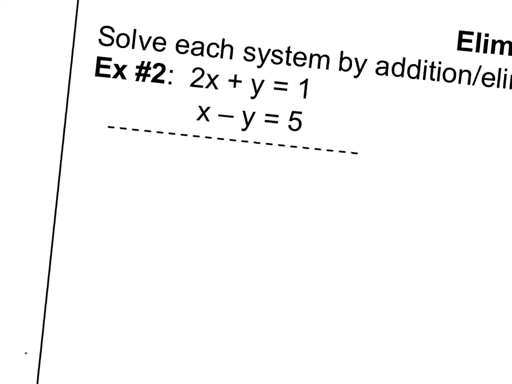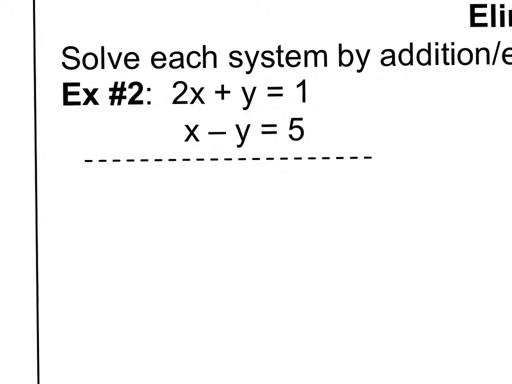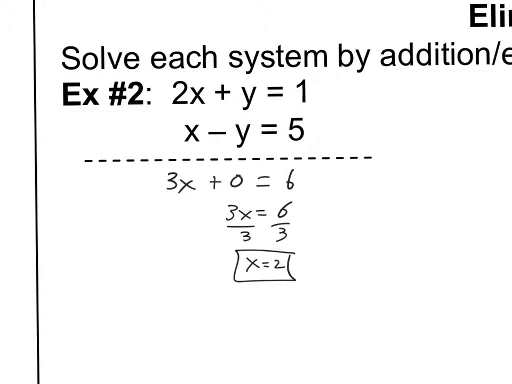So if we take a look at this one, and if we were to just straight up add these two equations, you'd see that you get 3x. The y's would cancel out, so positive y, negative y, that's just 0, and then 5 plus 1 is 6. Well, 3x plus 0 is just 3x, so divide both sides by 3, and you get x equals 2. And you can see how that quickly gets us to an answer.